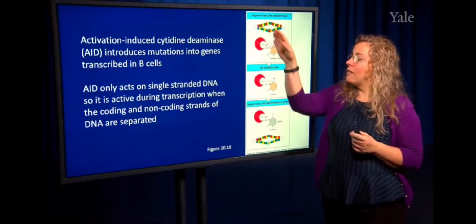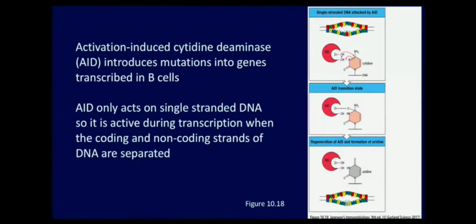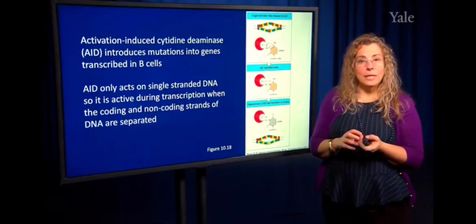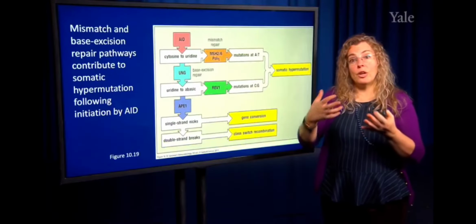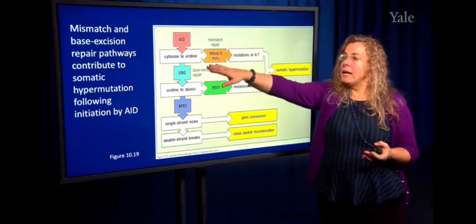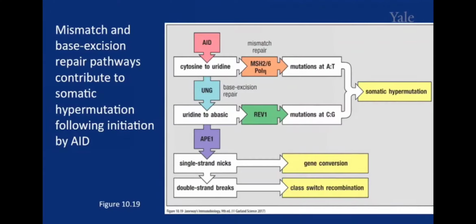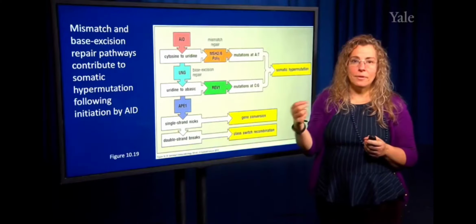This is showing you how it actually attacks the base. And then you end up with a U in the DNA instead of a C. The cell recognizes that as a mutation, but it has a few different ways that it might handle that mutation. It might simply take the uridine and convert it back to a base. That is mismatch repair, and what normally gets inserted then is an A or a T, but that's still no longer a C, so you get one base pair mutation in your DNA.